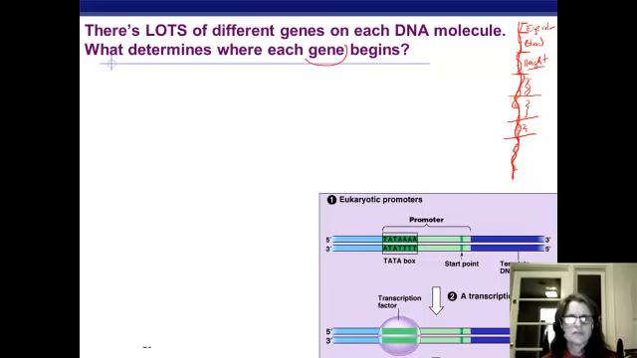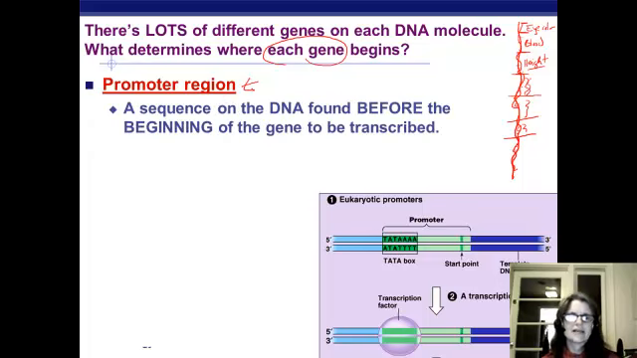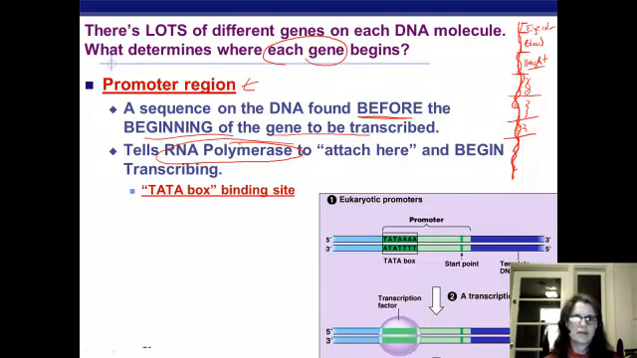So what determines where one of these genes starts and stops? What determines that? The promoter region is what we're looking for, and we already mentioned it in the previous slide. It is a sequence of nucleotides, AATTG, whatever it is, a particular sequence on the DNA that is found before the beginning of the gene that we want to transcribe. It is a little sequence of nucleotides that tells RNA polymerase, hey, attach here. This is where you need to start transcribing.